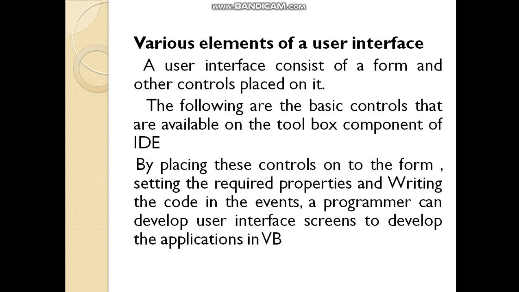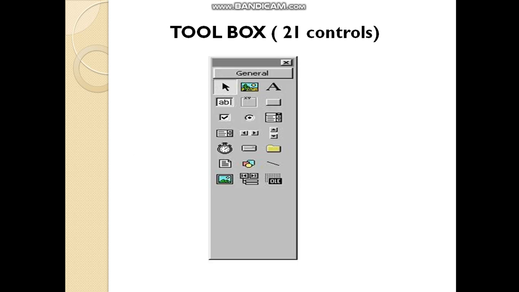There are so many controls to develop a user interface screen, to place onto the form. The following are the basic controls that are available in the toolbox. The toolbox is one of the IDE components. The toolbox contains 21 basic controls. By placing these controls onto the form, setting the required properties and writing the code in the events, a programmer can develop the user interface screens.